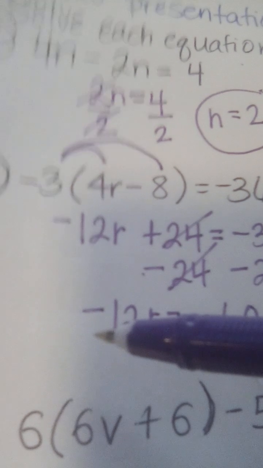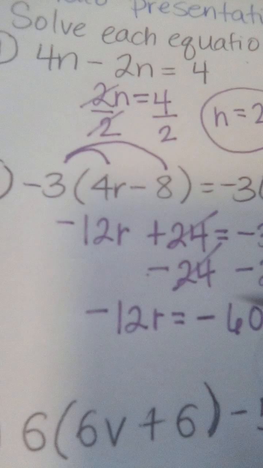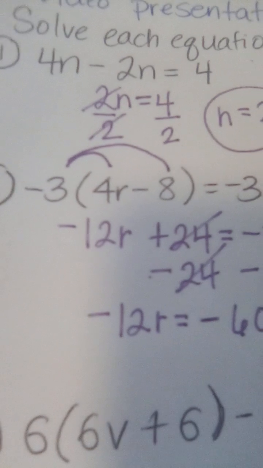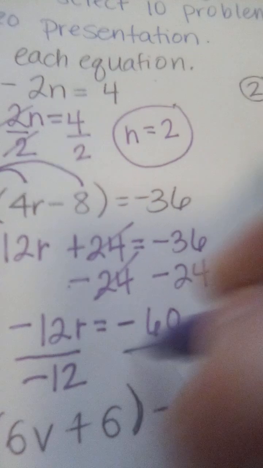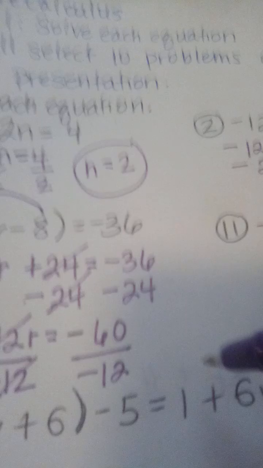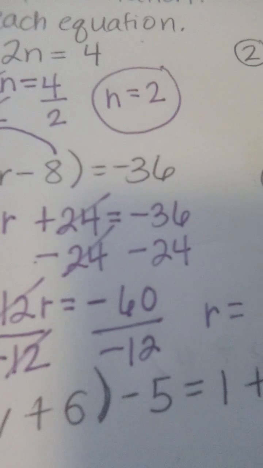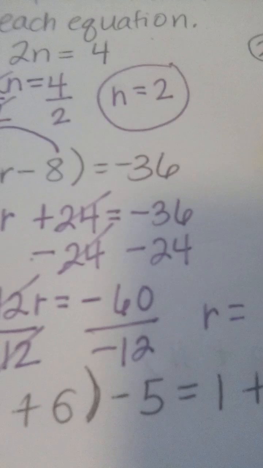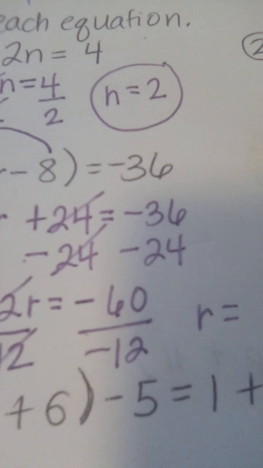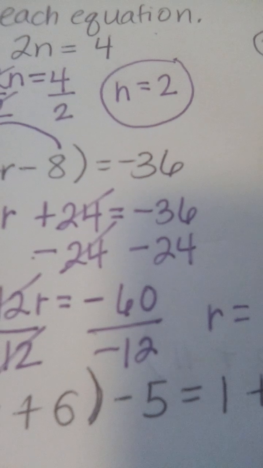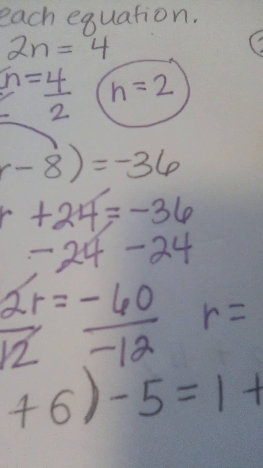Do we divide negative 12 to both sides or positive 12? We divide negative 12 because that changes the sign, right? Cancel out the negatives and bring down the variable r. What is negative 60 divided by negative 12? Give you a moment. Give you a second or two. If you said 5, you're correct. Is it a negative or positive 5?